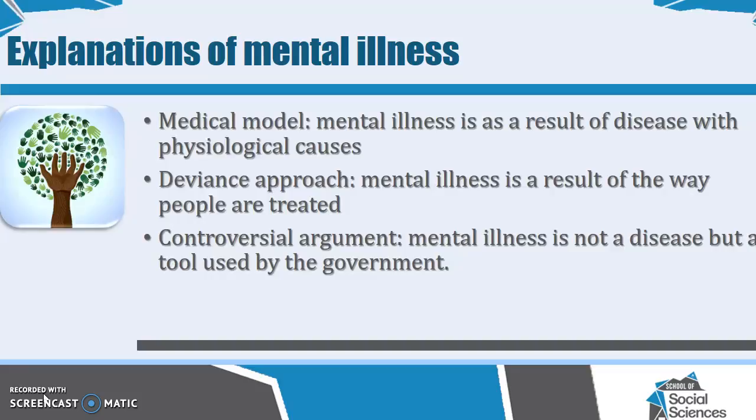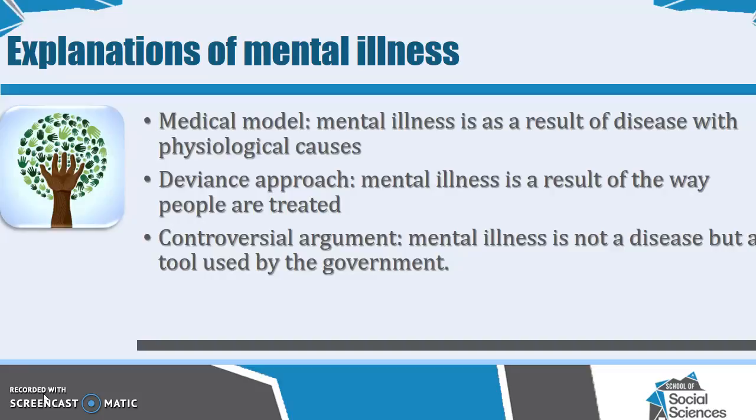The medical model asserts that mental illness is basically a disease, and this disease has physiological causes. So basically it can be brought down to cells, organs, tissues, nerves. There's something that has gone awry, and as a result, you have a mental illness.